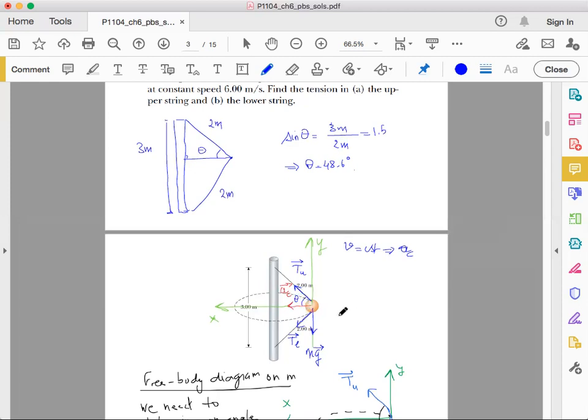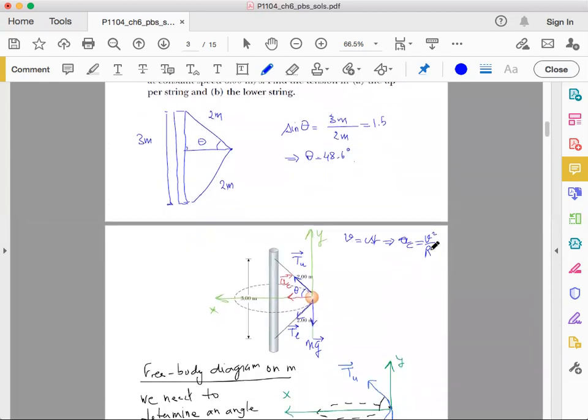And once we know theta, now we can simply apply Newton's second law on the system, which is the bob, and then we will end up with two unknowns, which are TU and TL. Note that in this case, AC is known. Why? Because as we've said, the bob is moving with a constant velocity. We know that AC is equal to V squared divided by R, right? So V is known because it's just equal to a constant, and the radius of the circle also is known.